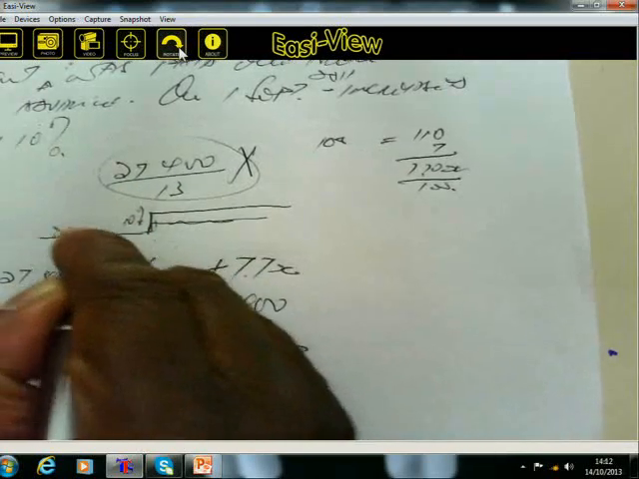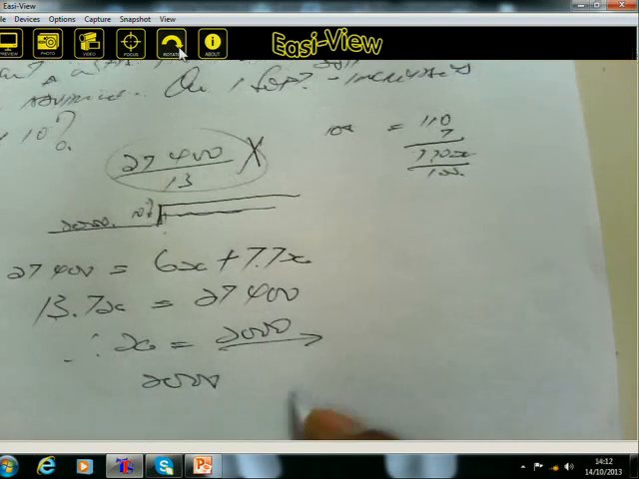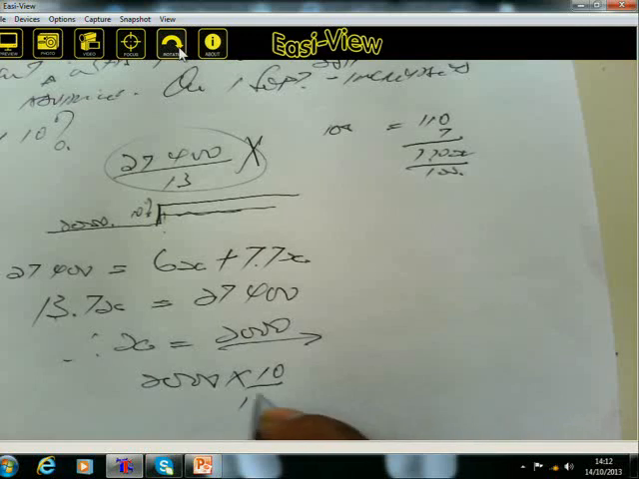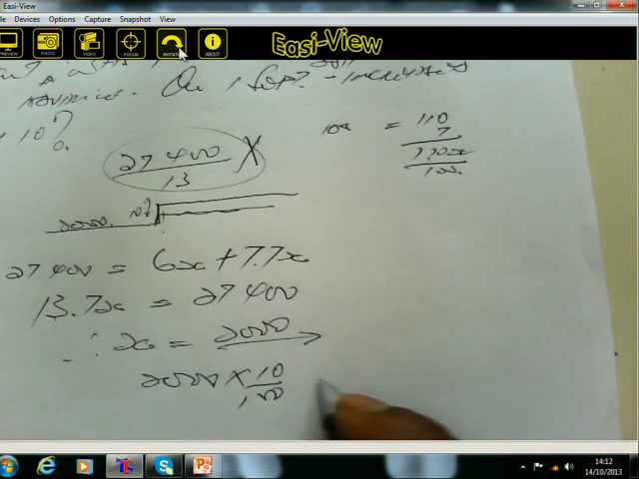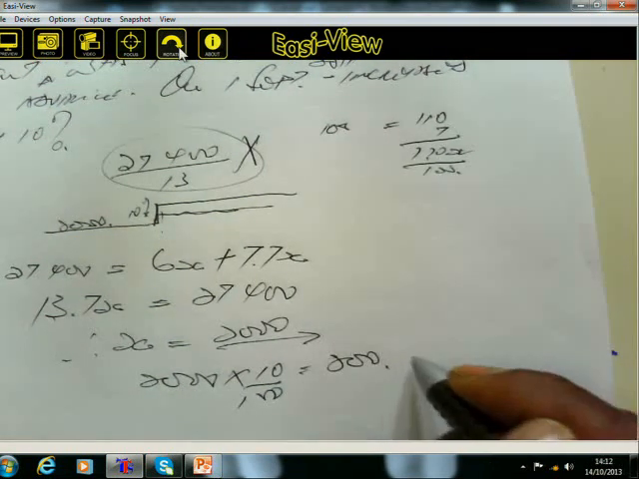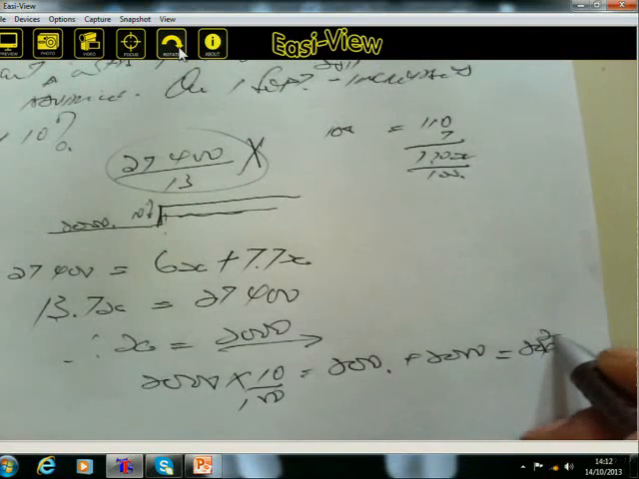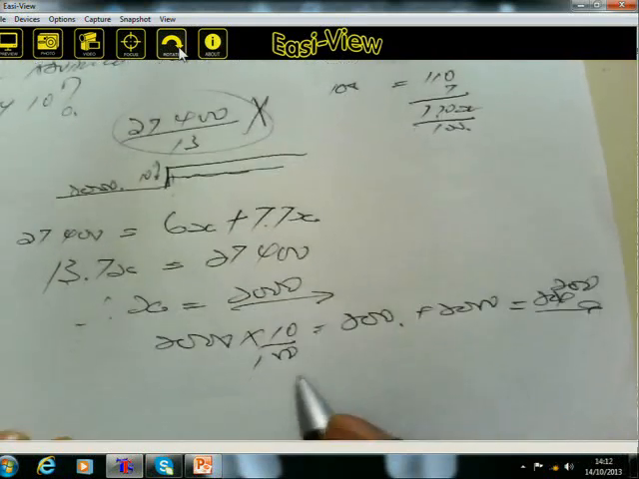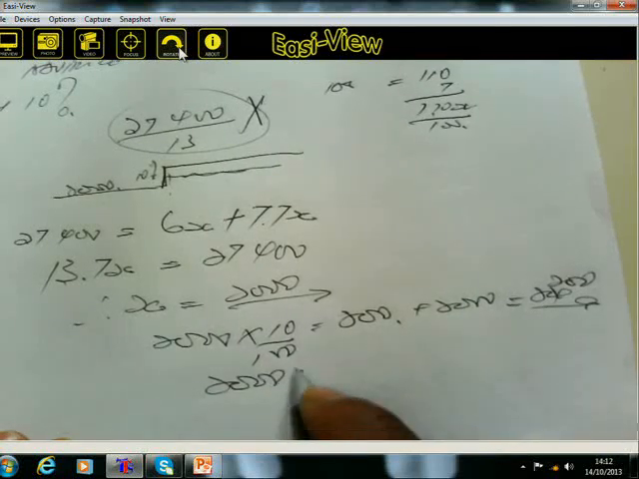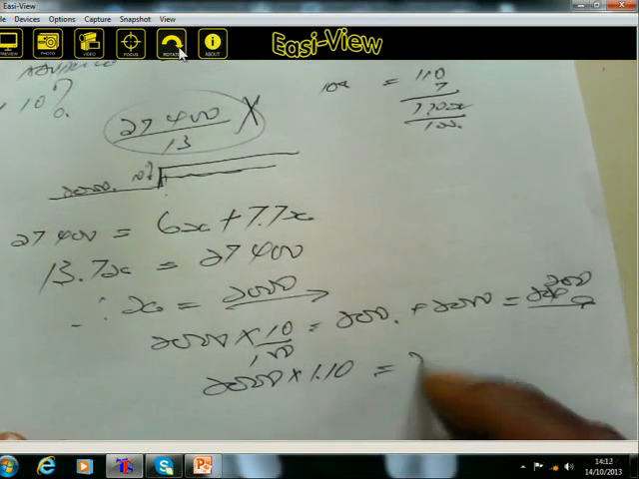Now we're told that on the 1st of September, it has increased by 10%. From the 1st of September, how much will we pay? It will be 2,000 times 10%, which is 200, and you add the 200 to the 2,000, you get 2,200. But you can easily do this. You can easily say 2,000 times 1.1. It will give you straight 2,200.